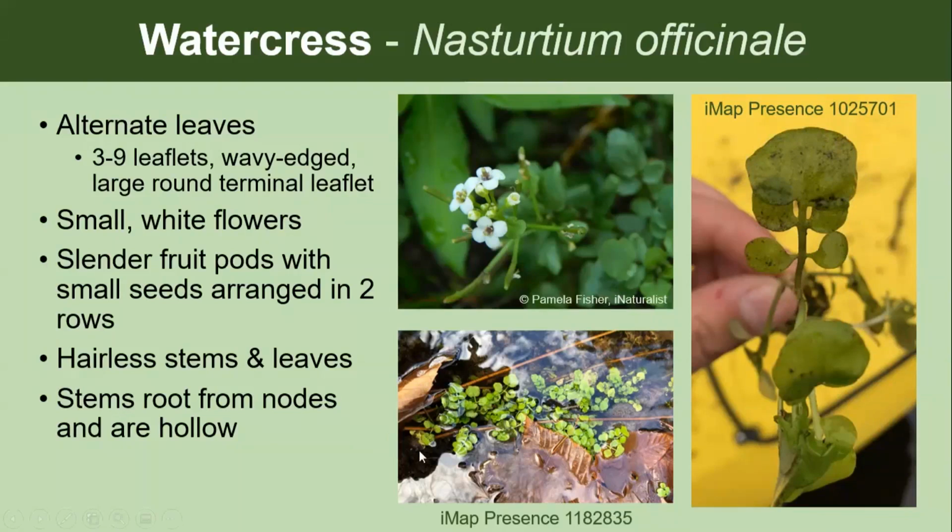And you can also see what it looks like with a couple plants kind of poking through the leaves, floating on top of some water. And then it has the slender fruit pods with seeds arranged in 2 rows. The stems and leaves are hairless, and the stems from the root to the nodes up to the leaves are hollow.